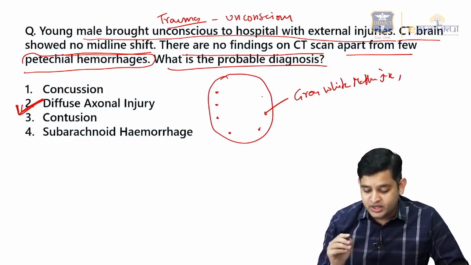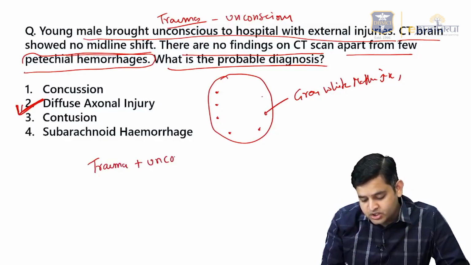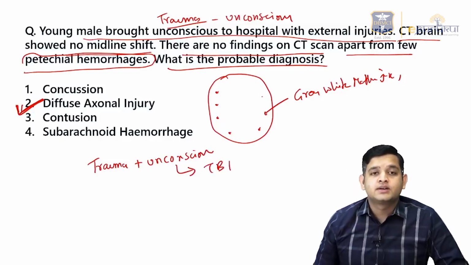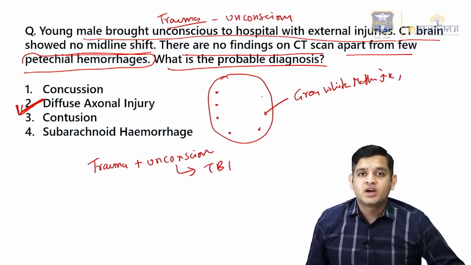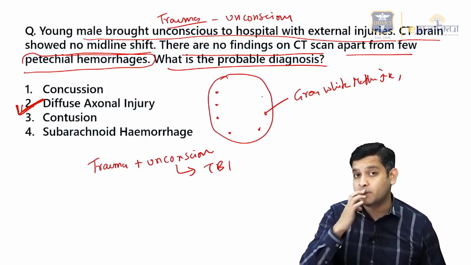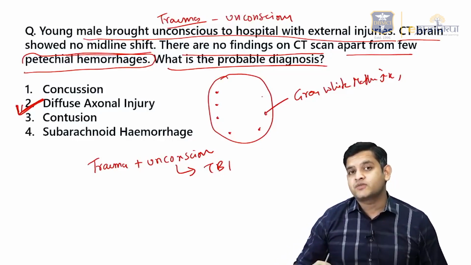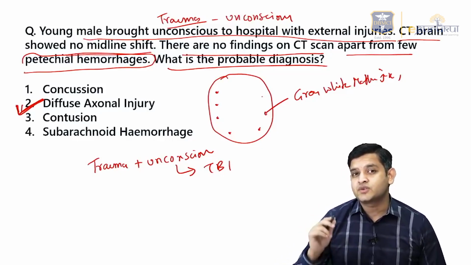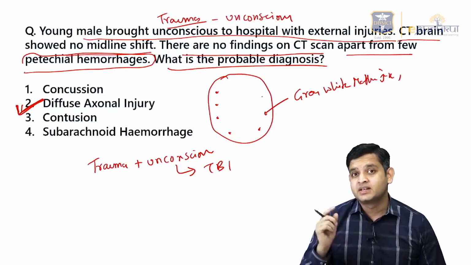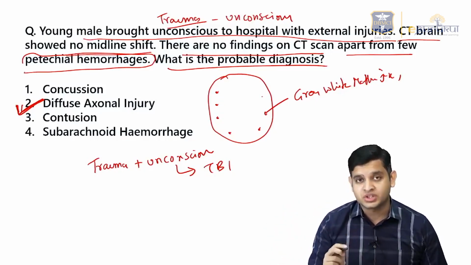Diffuse axonal injury. Please remember, whenever there is trauma plus unconscious patient, think of TBI, traumatic brain injury. You can rule out EDH, you can rule out SDH, you can rule out intracerebral hematoma. If none of them is seen, think of a diffuse axonal injury. Now it is important to note that the investigation of choice to diagnose diffuse axonal injury is actually MRI. But the first investigation that is done is always a CT, not to diagnose diffuse axonal injury, but to rule out other causes of unconsciousness.